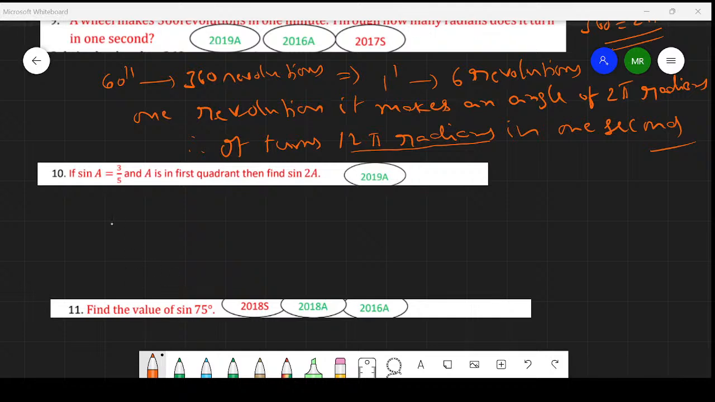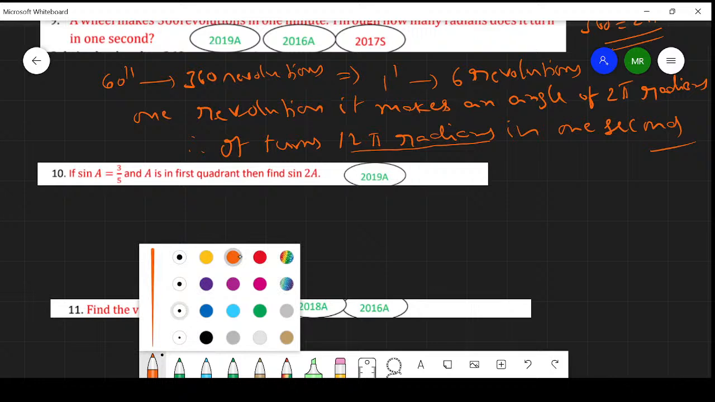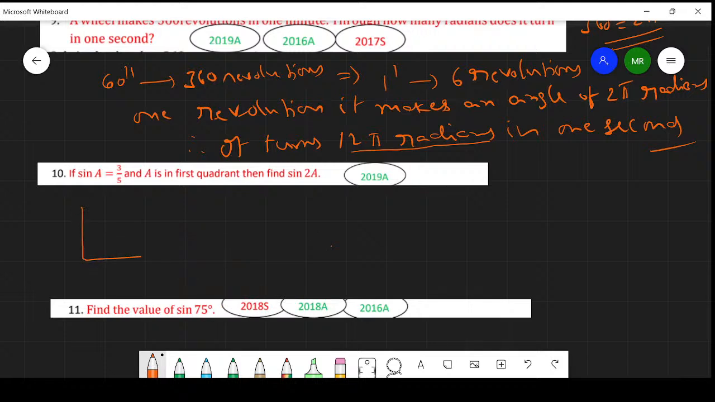So what I will do now is consider a right triangle ABC. They are given 3 by 5. This side is 3 and this is 5. You can find the BC side, because we know that AC square is equal to AB square plus BC square, as we did in the previous one.